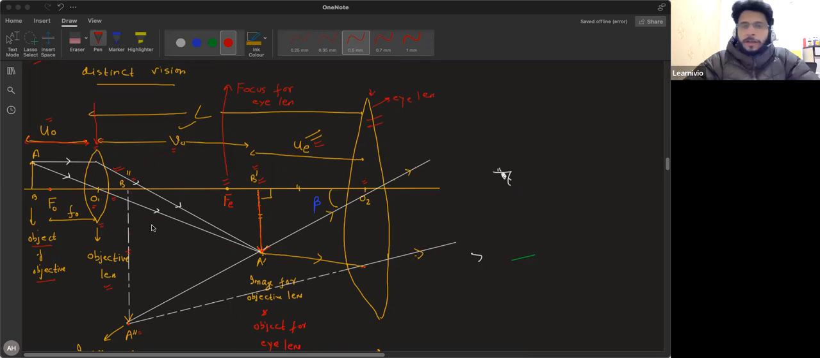While drawing the ray diagram, if you want your diagram to be correct in the first attempt, first draw the ray which is passing through the optical center. You can modify this ray later on. Similarly here, first draw the ray which is passing through the optical center.